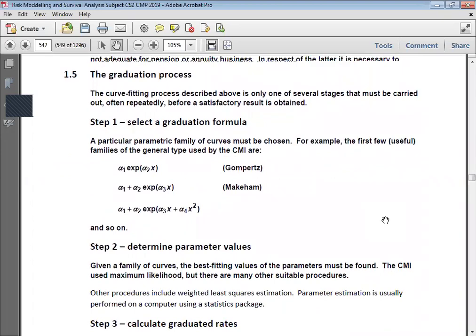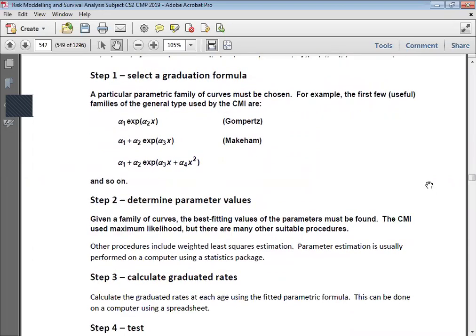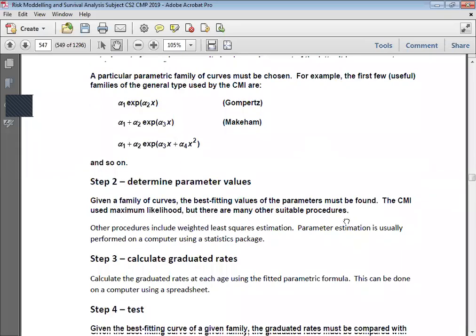And now here they have just discussed the graduation process in detail. So the very first thing that you do is select a formula that you think might fit best to whatever data you observe. So it could be just Gompertz or Makeham or a combination, or a family of both of them. So here you have e raised to x squared, and you can also have x cubed and so on and so forth, depending on how flexible you want your model to be.